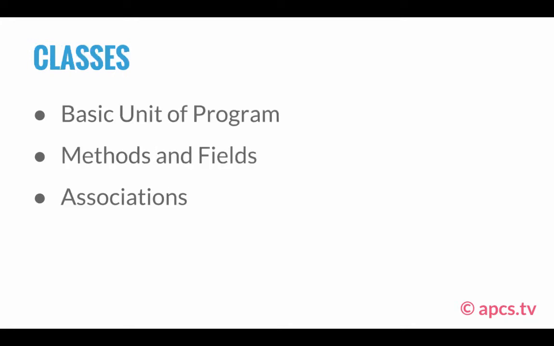So let's look over classes first. Classes are the basic unit of a program, and they contain methods and fields. Methods are things that the class can do, like functions, and fields are some of the object's characteristics or attributes. And then relationships between different classes are known as associations.